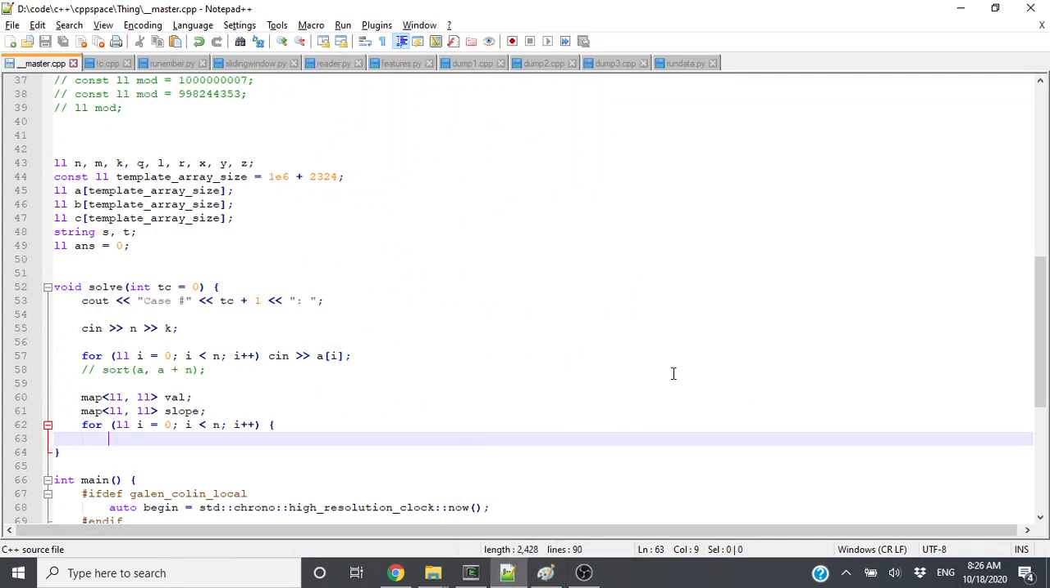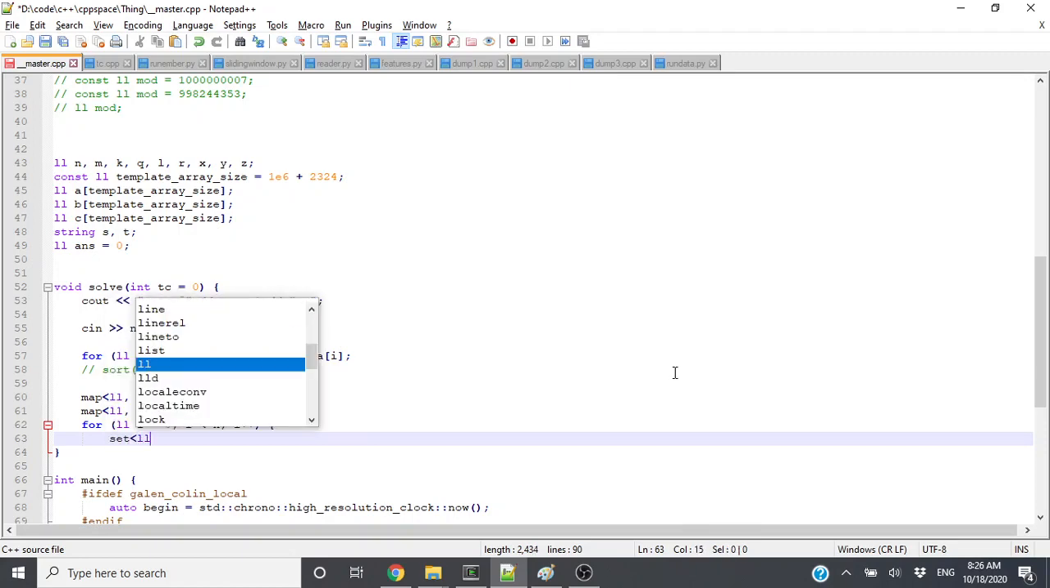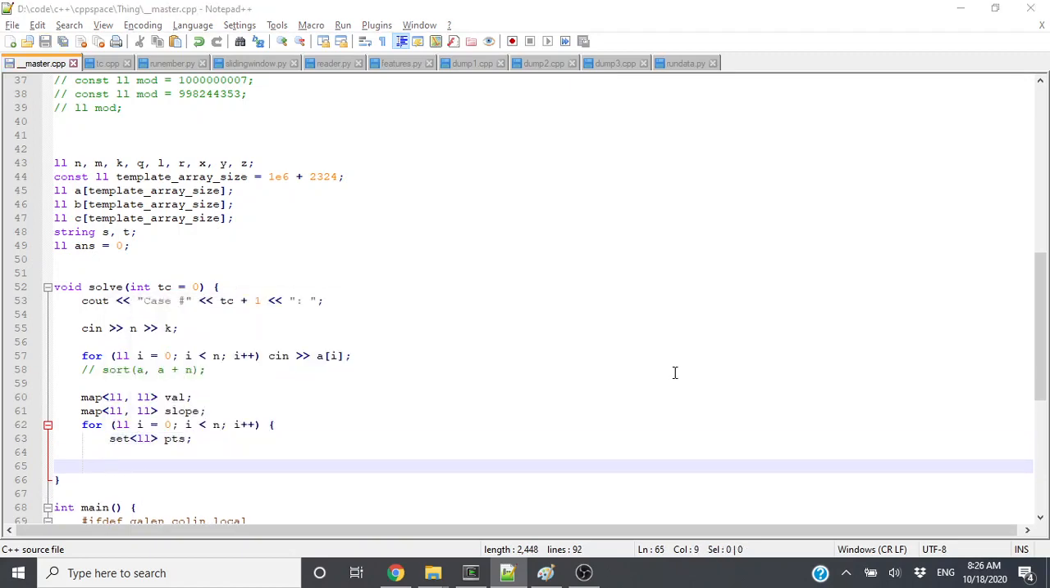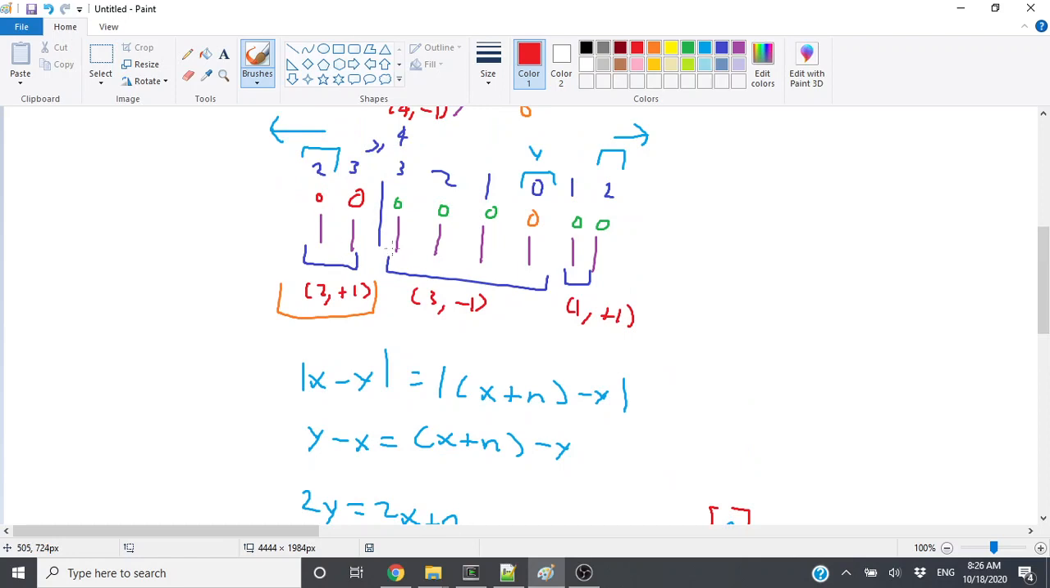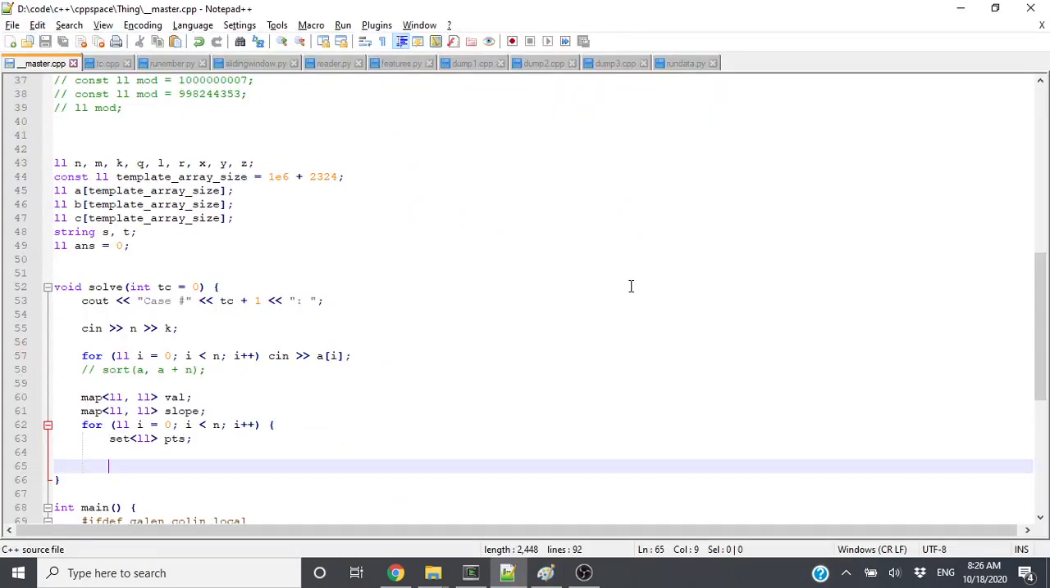So the way we can do this kind of is we can keep a set of the points of interest, that is the starting and ending points of the function, and then I think that just kind of makes everything easier. Yeah, it should.